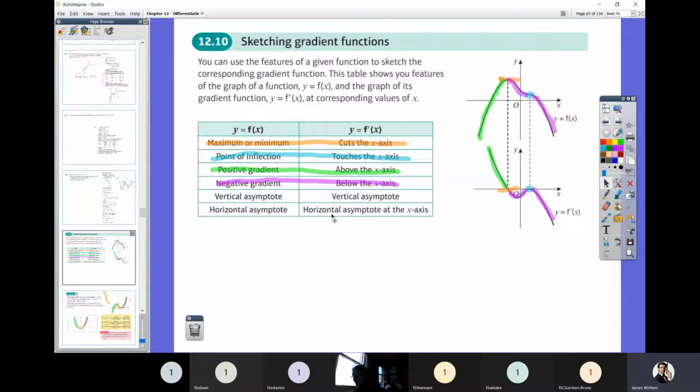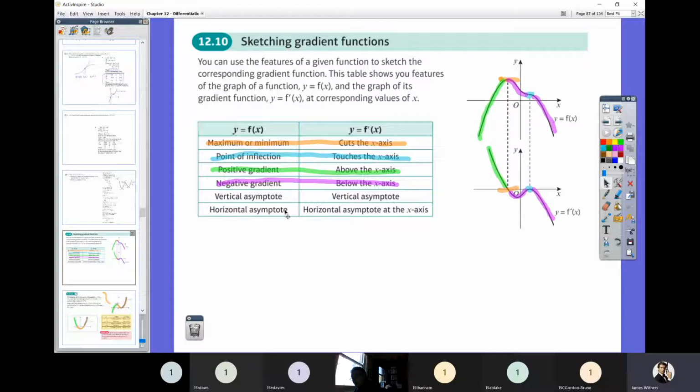Right, okay, so we don't have any asymptotes in this example here. Those lines that they've put in are just to show us the corresponding points. They're not asymptotes. But do bear this in mind. Where you have any vertical asymptotes, the asymptote remains unchanged. So you could just draw in the same asymptote on the gradient function.